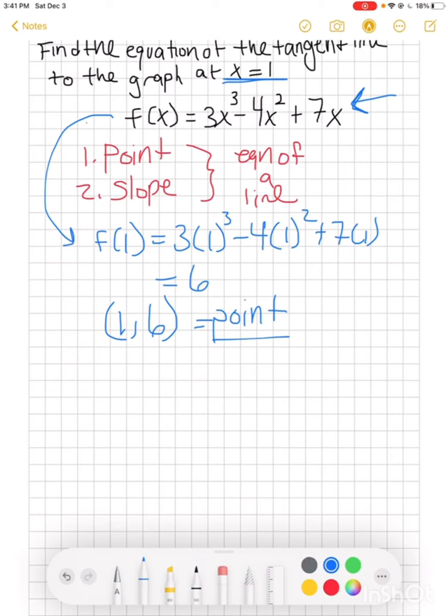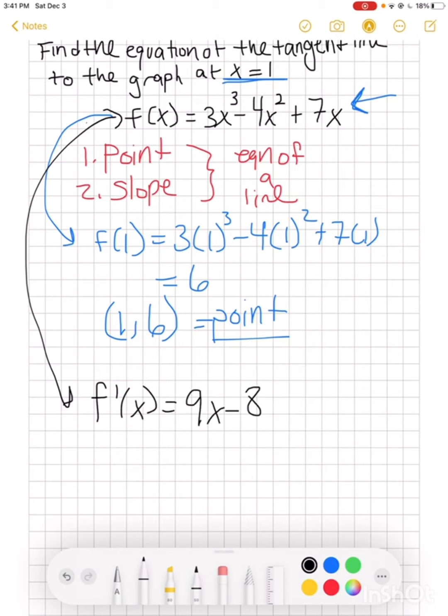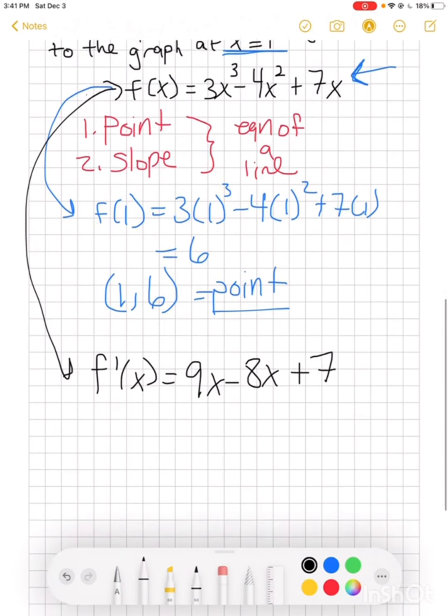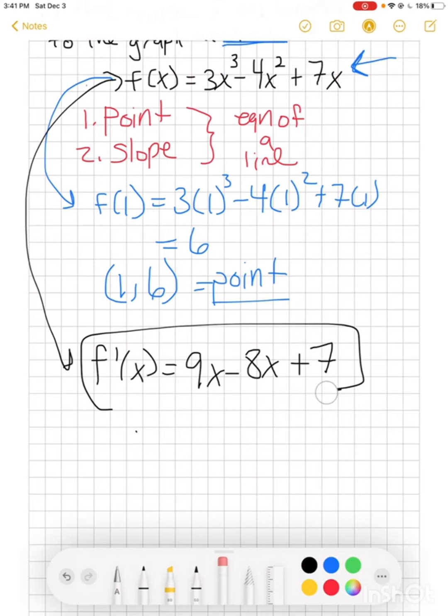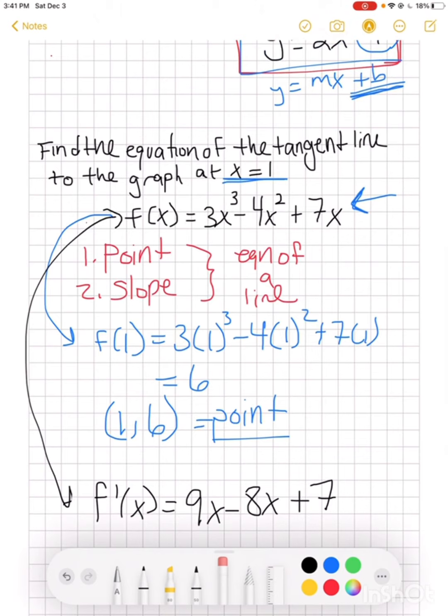Perfect. So now we want the slope, and this is where the derivative comes in. So we're going to take this equation, we're going to take the derivative, and we have f prime of x equals 9x squared minus 8x plus 7. Perfect. Now we have an equation from the derivative. We have an equation that'll give us the slope of the tangent line at any x that we want. But remember, we have a specific x in mind, and in this example, it's 1. Remember, it's 1 from the problem.